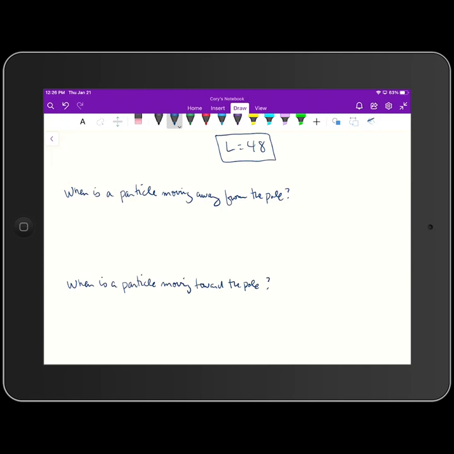So if you have a polar curve, when is your polar curve moving away from the pole? When is the polar curve moving toward the pole? All right, I want you to think about that. Pause the video, and then I want you to answer those two questions. And I'm going to see if you guys came up with the correct answer for both.